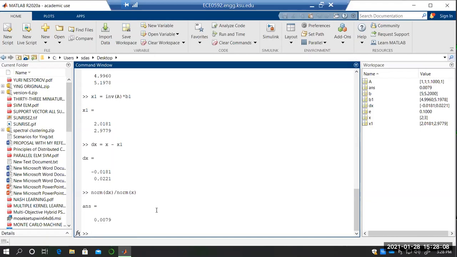What was the fraction error in B? dB equals B minus B1. And the fraction error in B was norm dB divided by norm B.